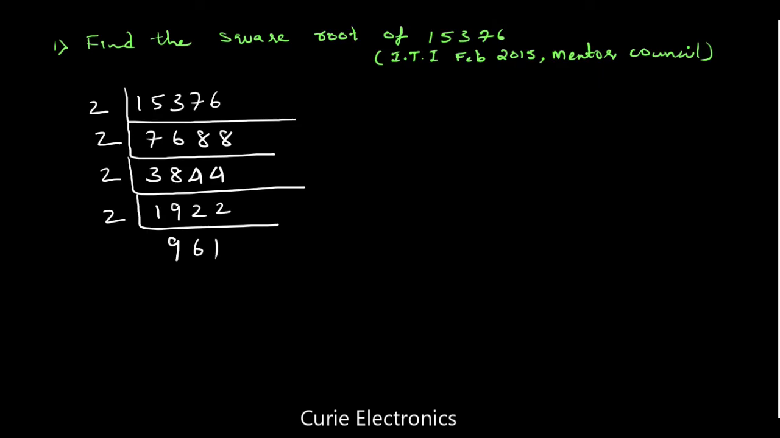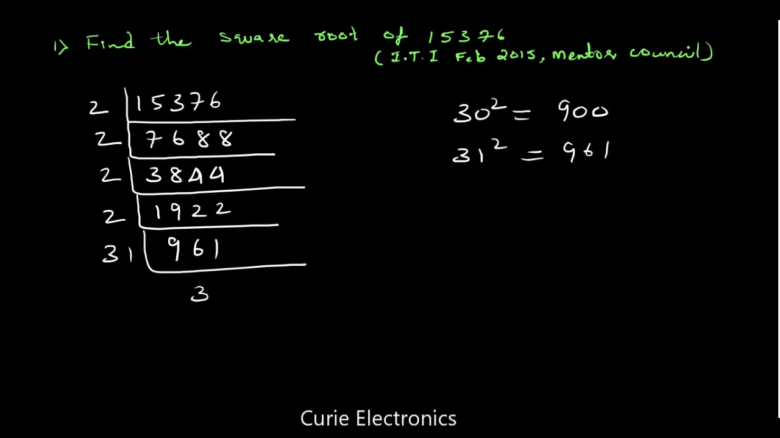961. Once you get 961, you should know the basic square table. Square of 30 equals 900, and square of 31 equals 961. Because you have to save time, 31 multiplied by 31 gives 961.